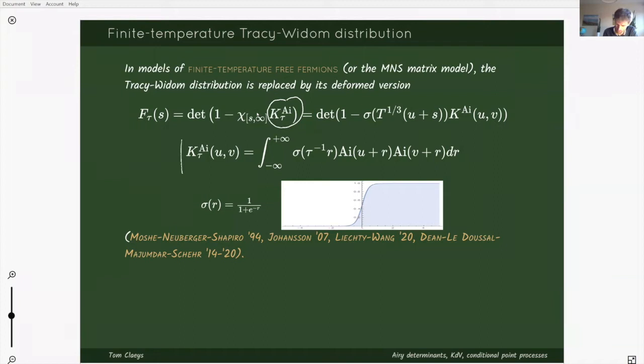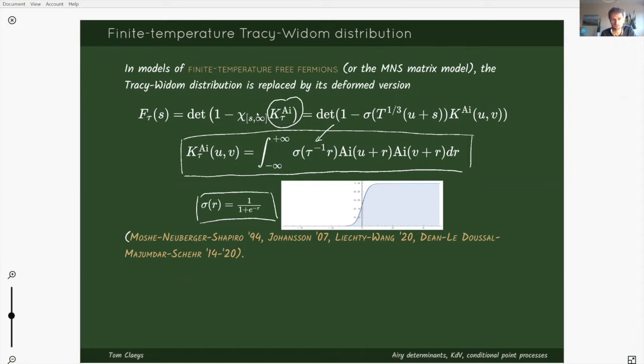So recall that if we replace here this function sigma by the indicator function of zero to infinity, then we recover the Airy kernel. But now the relevant function here is this logistic function, 1 over 1 plus exponential of minus r. So here you see a picture of this function. It decays exponentially fast to zero at minus infinity. It converges exponentially fast to 1 at plus infinity. So this model has been studied by many people in physics literature, also in mathematics literature. The list I give here is not very complete.